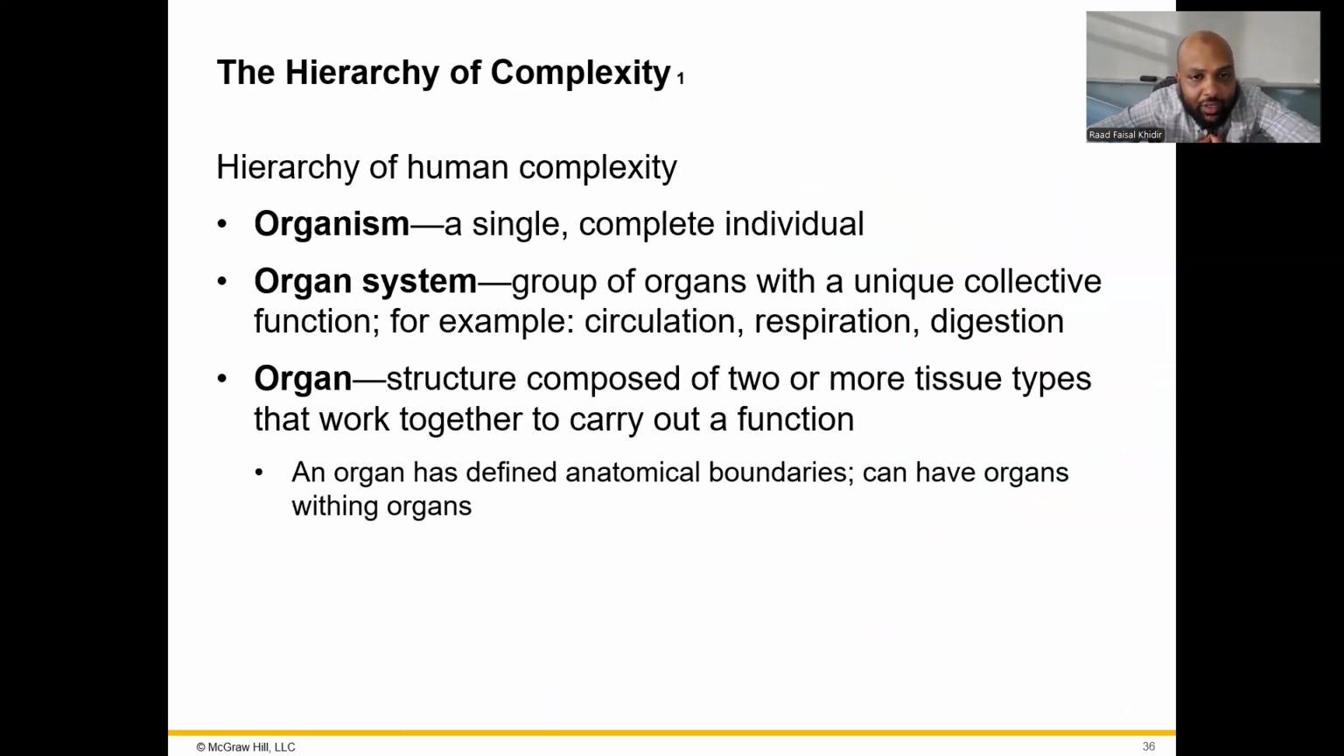The hierarchy of human complexity. So the organism is a single, complete individual. And there's an organ system. The organ system is a group of organs with a unique collective function. For example, the circulation, the respiration, and the digestion. So the organ is a structure composed of two or more tissue types that work together to carry out a function. So an organ has defined anatomical boundaries and can have organs within organs.